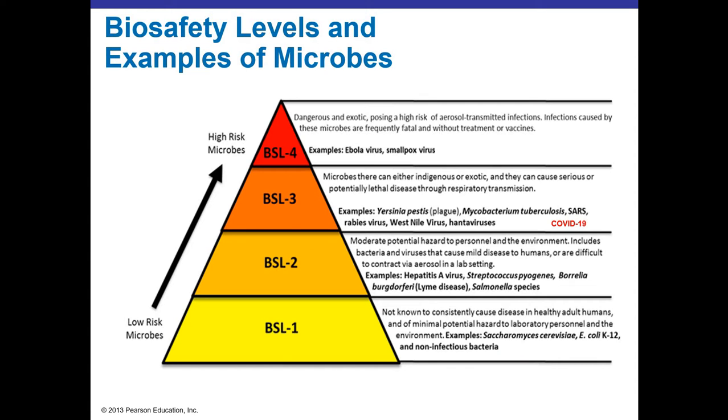When we talk about COVID-19, this would have to be handled in a BSL-3 facility if you were growing and propagating the virus. If you were just taking a sample and trying to identify if the virus was there from a sample, then you may be able to work in a BSL-2, but if you were definitely propagating and growing the virus, you would have to be in a BSL-3 facility.